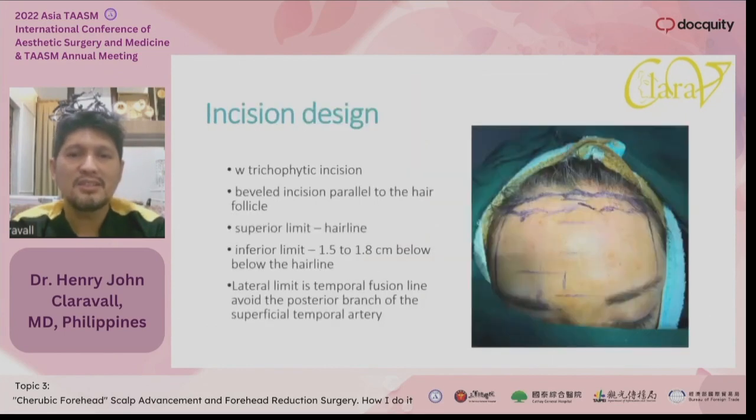Now for the incision design, we will be doing a W tricuspid incision at the hairline, around 1 to 2 hair follicles from the skin. So the superior limit is the hair, and the lower limit will be around 1.5 to 1.8 cm from the hairline. Then the lateral limit is the temporal fusion line.